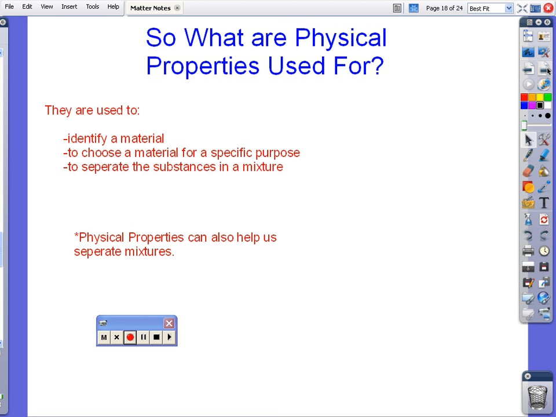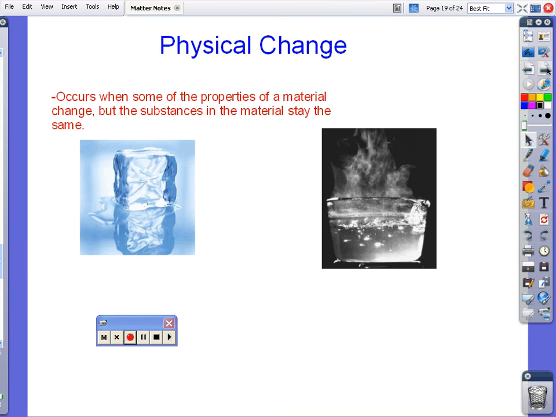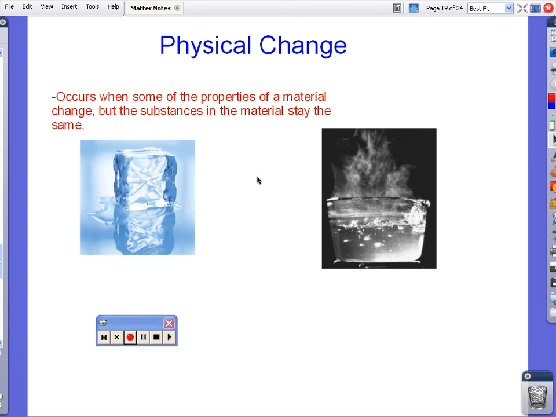Used to identify materials. Let's just keep going. The physical changes, which, if you'll remember back to the phase changes, are physical changes, is how something appears, looks different. Again, we use ice and water. That's just always the one we know about.